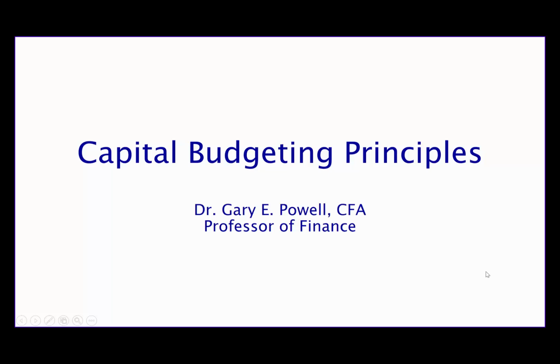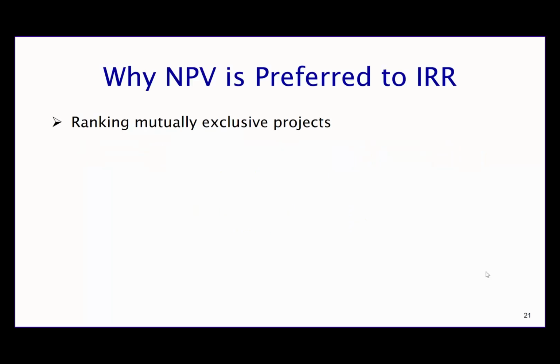In our third video of capital budgeting principles, we now turn our attention to why the net present value technique is preferred to the internal rate of return technique. We learned in the last video that the NPV provides a better ranking of mutually exclusive projects. Another reason is that the IRR technique can yield multiple internal rates of return. And thirdly, the NPV makes a better, more realistic reinvestment rate assumption. So in this video, we want to explore these three advantages of the net present value technique.